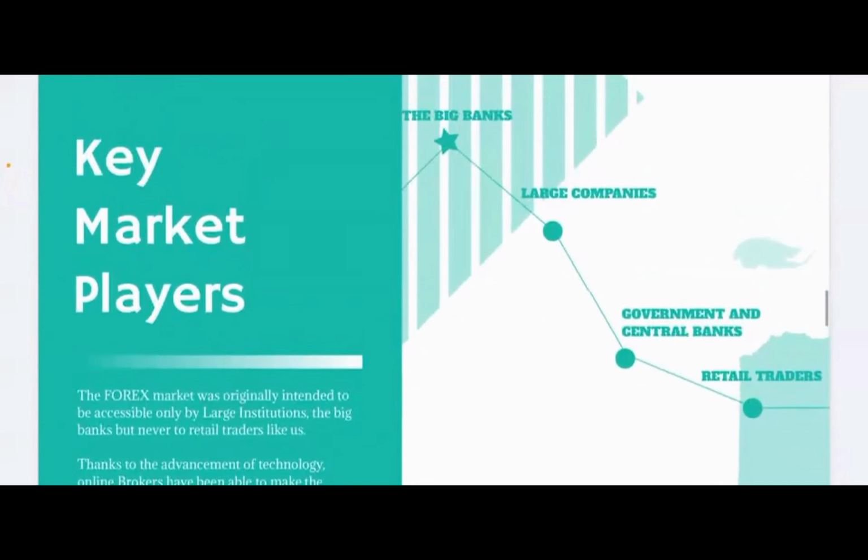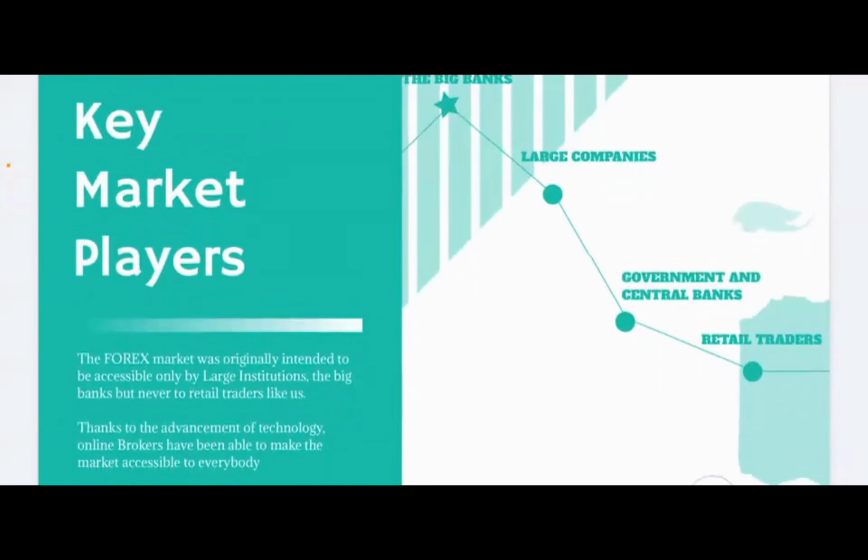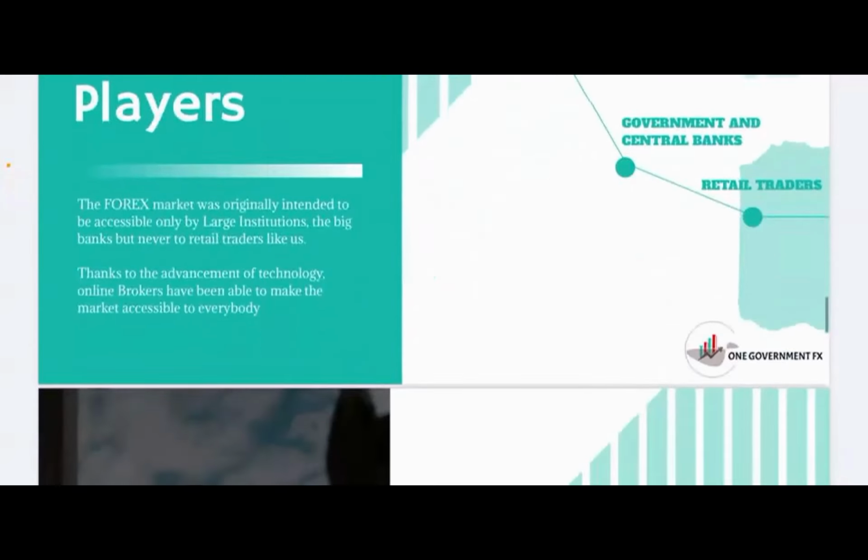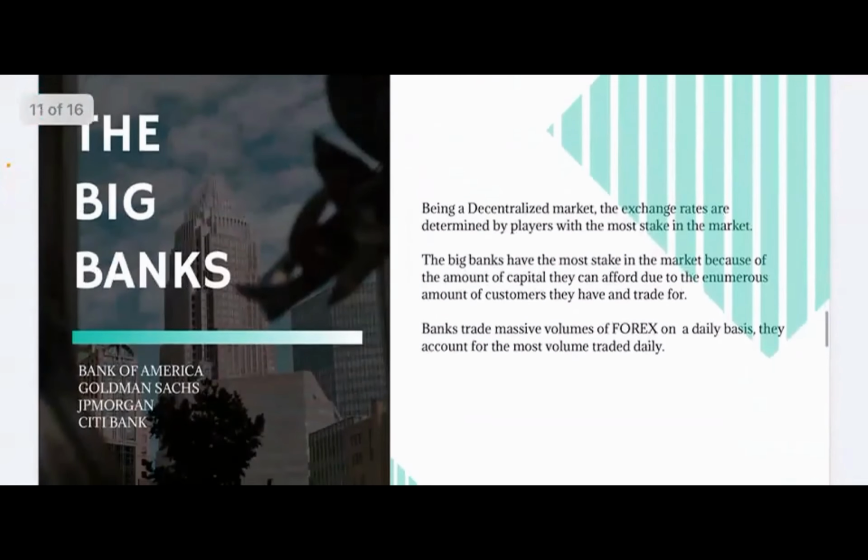So the key market players we have here are the big banks, then large commercial companies, the government and central banks, then the retail traders. Now what do we mean by the big banks? Examples of them are down here. We have the Bank of America, Goldman Sachs, JP Morgan, Citibank. All these are the big banks in quotes. Being a decentralized market, the exchange rates are determined by players with the most stake in the market. We call them the big banks because they have a lot of capital and their trading volumes are very high.